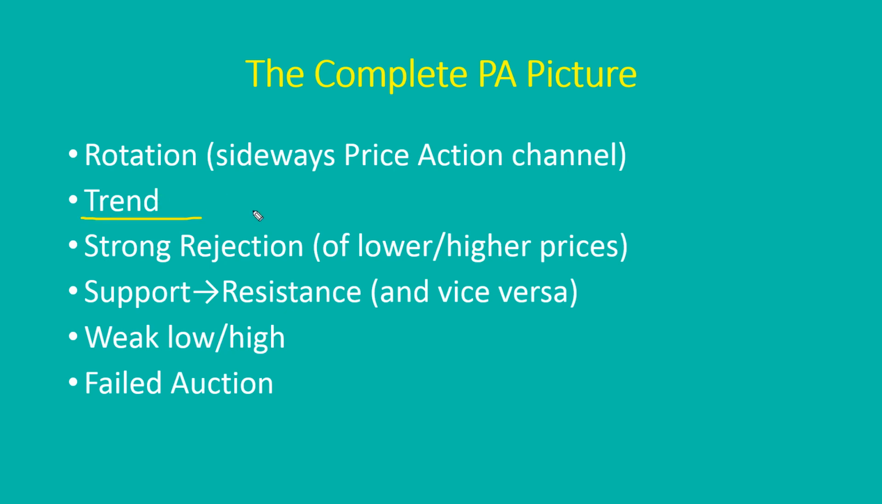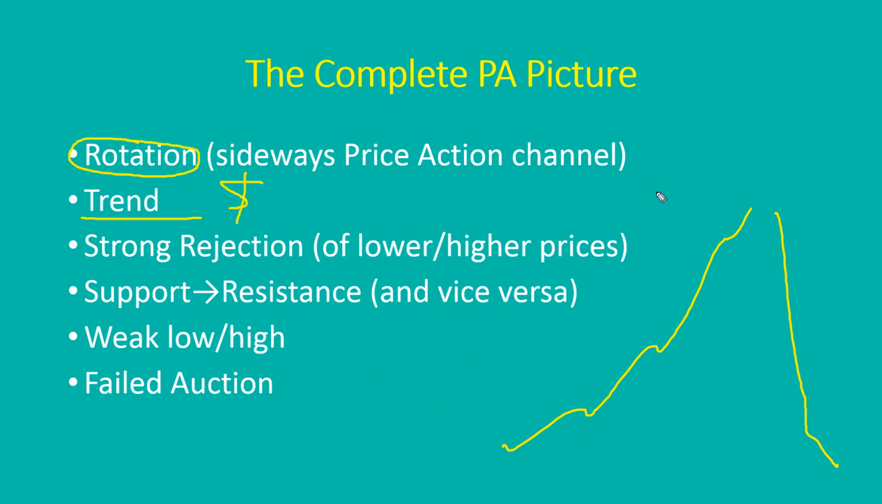Then we went through trend. This is a trend, uptrend or downtrend. Institutions who accumulated their positions in rotation make money when there is a trend. Alright? So they initiate the trend after the rotations.